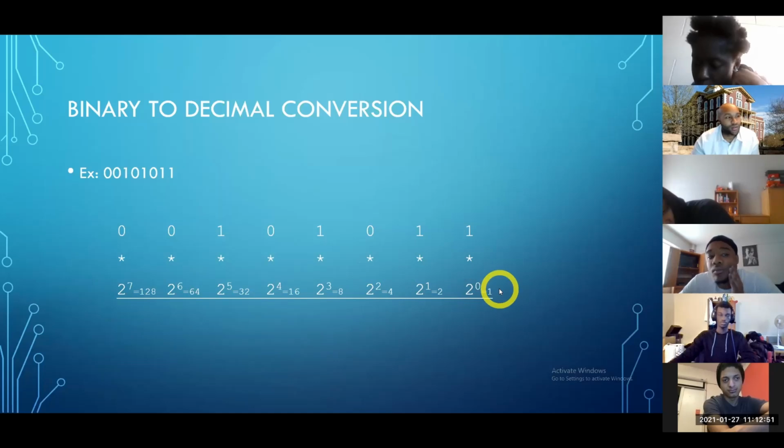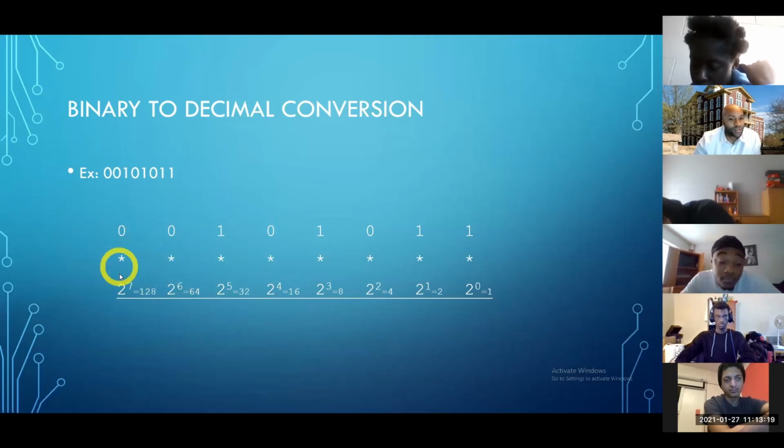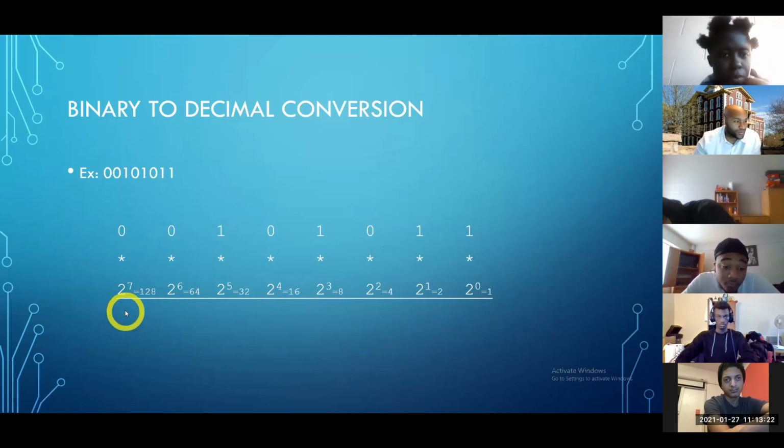You basically just write that down, and then you multiply. So 1 times 1 is 1. 1 times 2 is 2. 0 times 4 is 0. 1 times 8 is 8. 0 times 16, 0. 1 times 32, 32. 0 times 64, 0. 0 times 128 is 0. Another way of looking at this is basically, if it's a 1, use it. If it's a 0, don't use it.